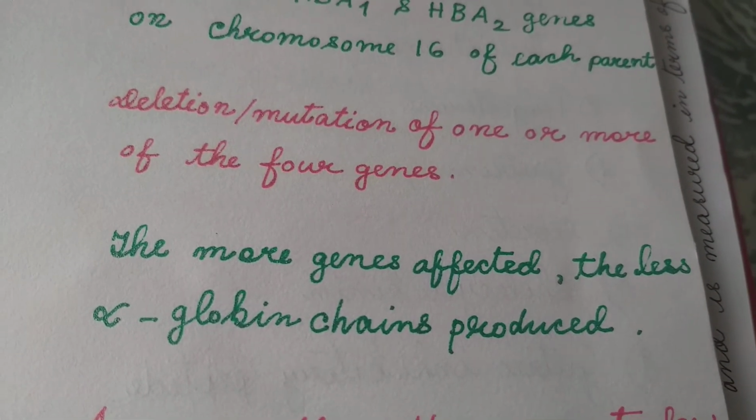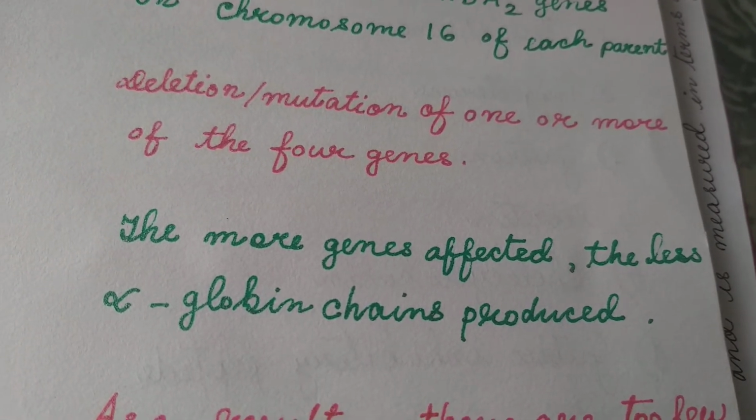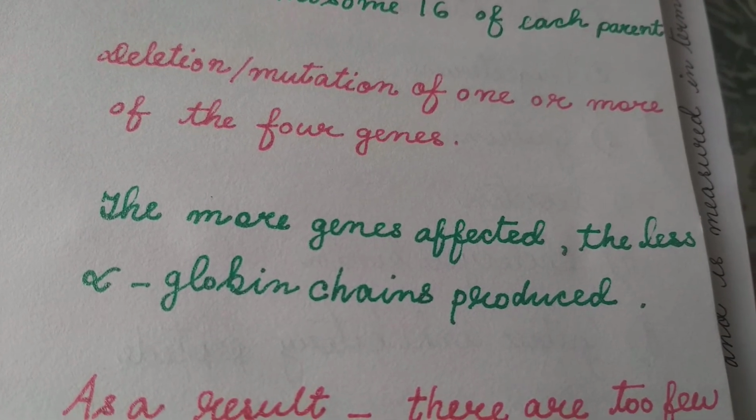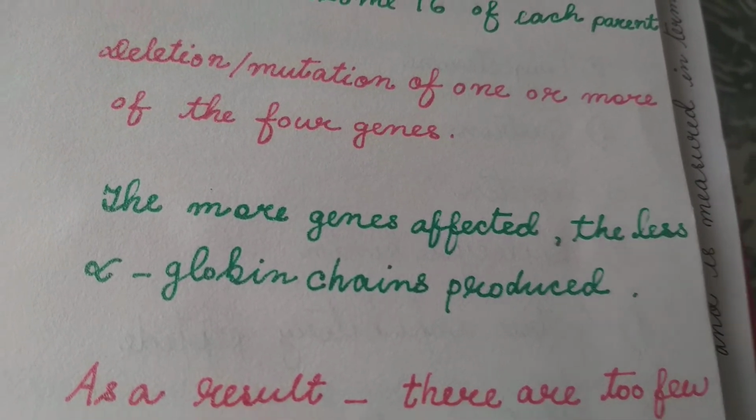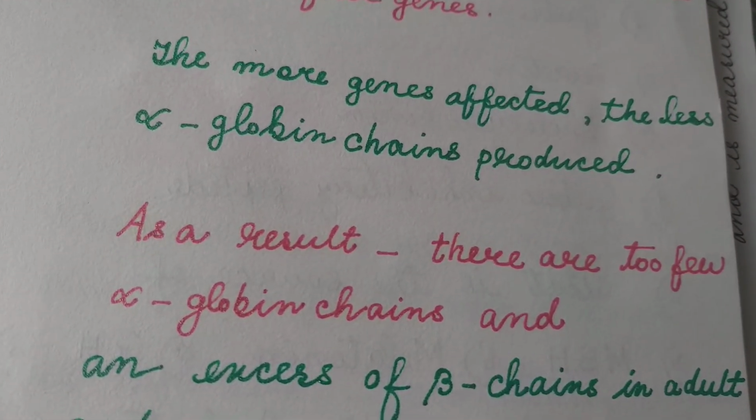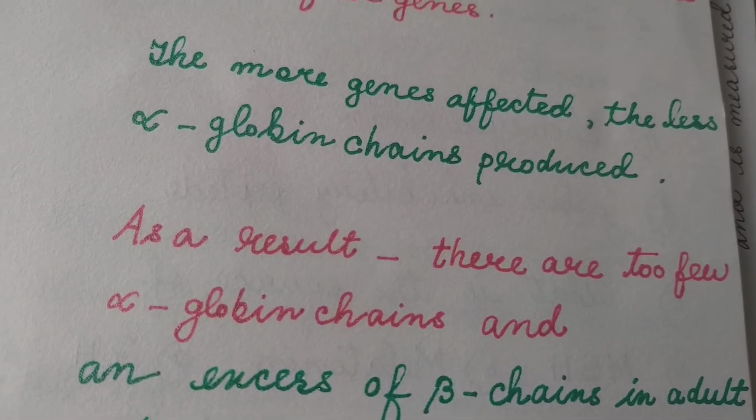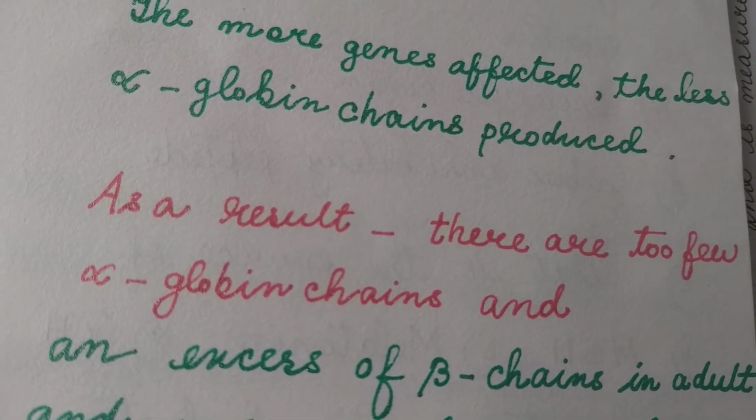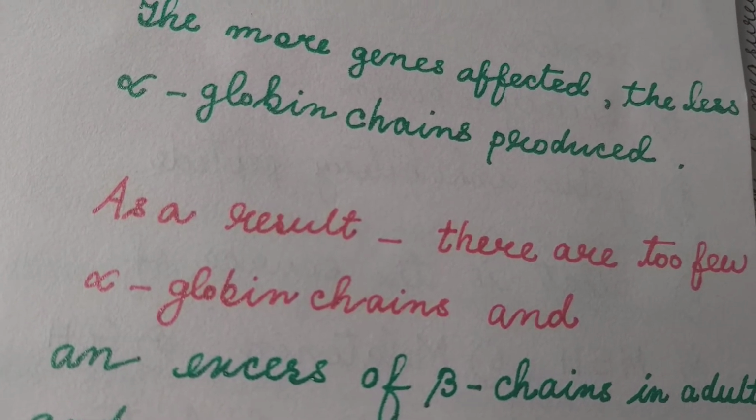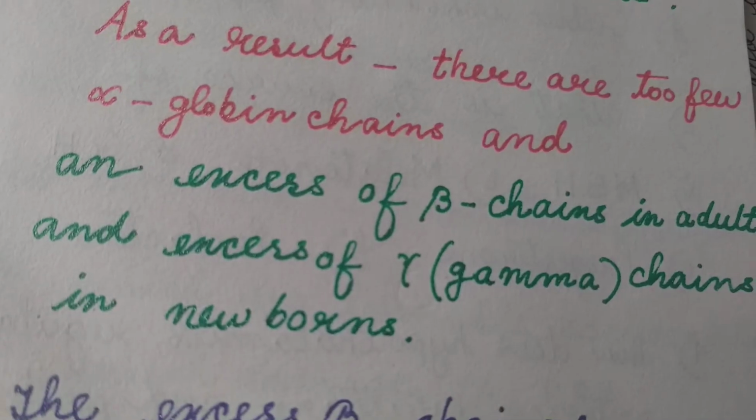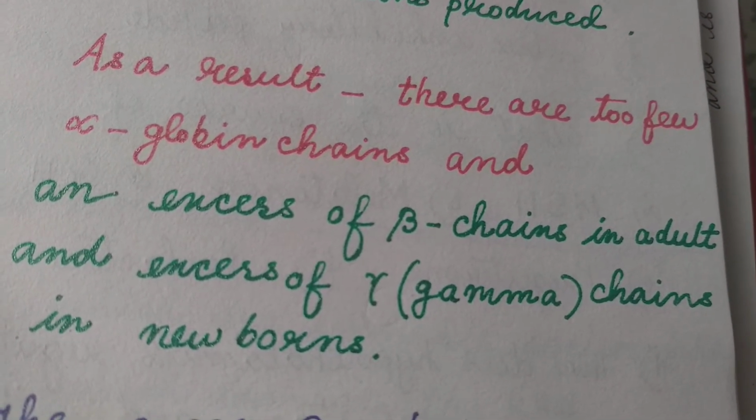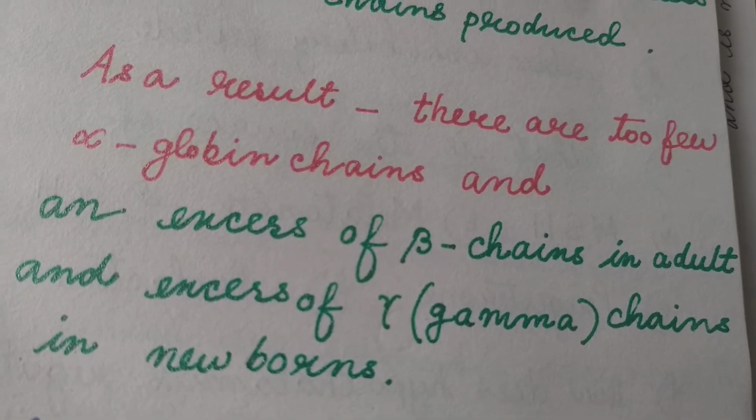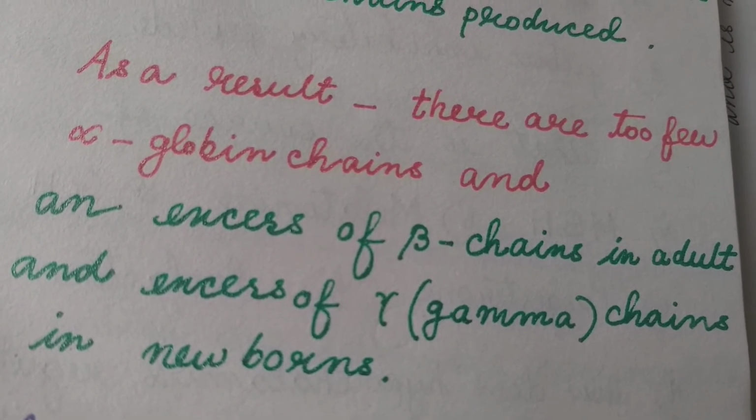The more genes affected, the fewer alpha globin chains are produced. As a result, there are too few alpha chains, and their synthesis is significantly reduced. On the other hand, an excess of beta chains occurs.